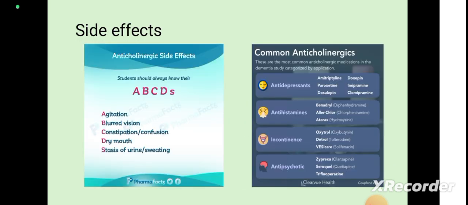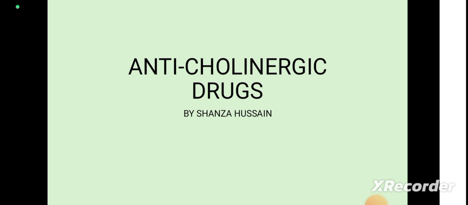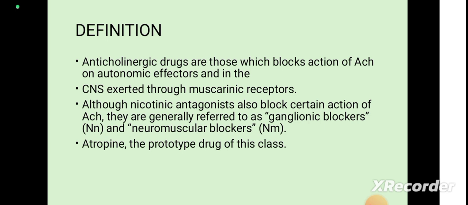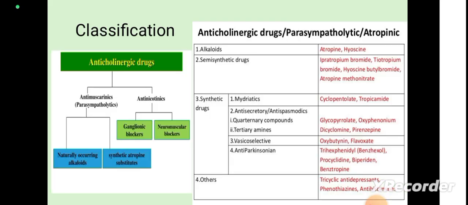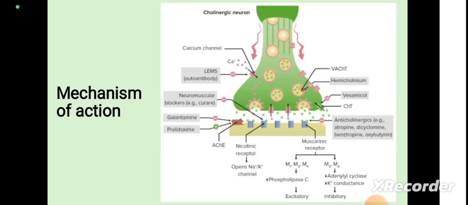Let's revise it once again so that we have a general idea. So we start with the anticholinergic drug, then we know the definition. It blocks the action of mostly muscarinic receptors. Next we have the classification, two types: anti-muscarinics and anti-nicotinics. We are here talking about muscarinics, that are alkaloids and other substitutes. Then we have the mechanism of action. We already know it blocks muscarinic receptors. We saw the total mechanism through the diagram.